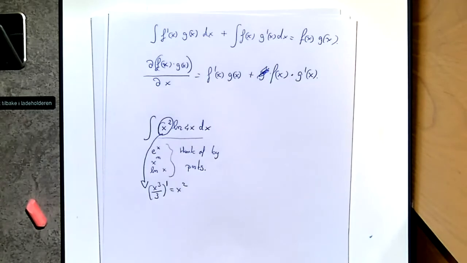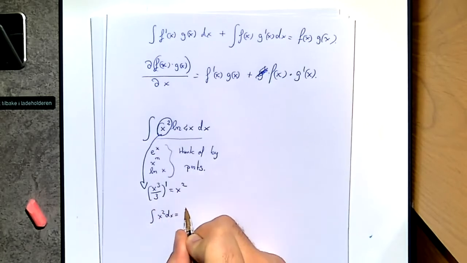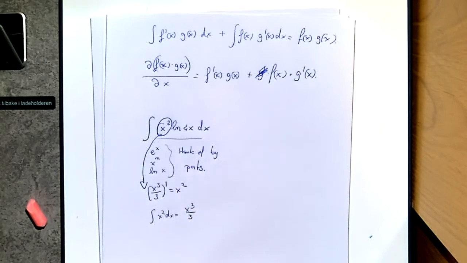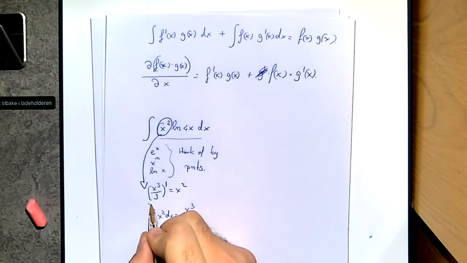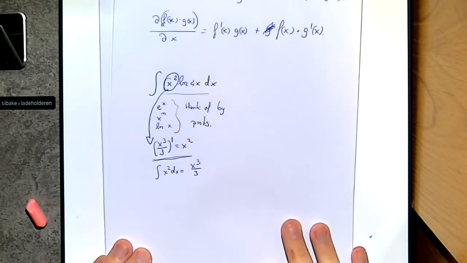Or whatever you want to call it, the indefinite integral of x squared dx is equal to x to the third over 3. However you want to phrase it, keep in mind what you have to do. But this is the first step. You create your own derivative.